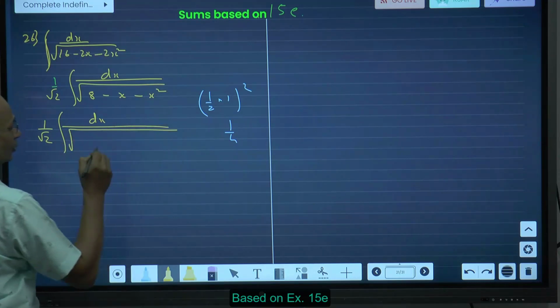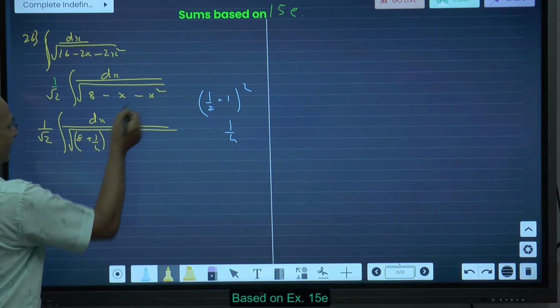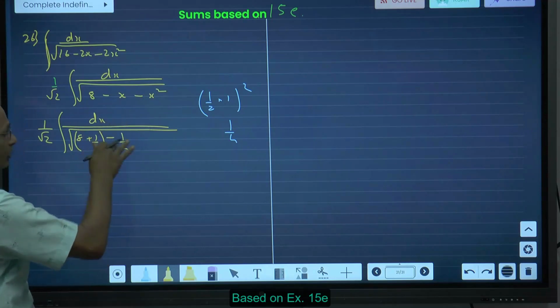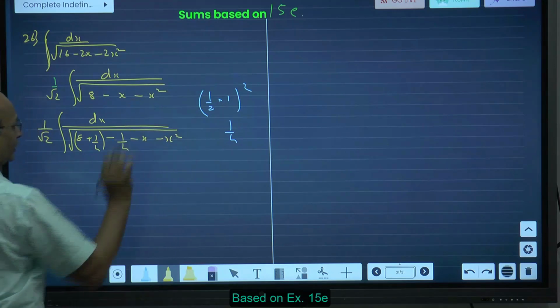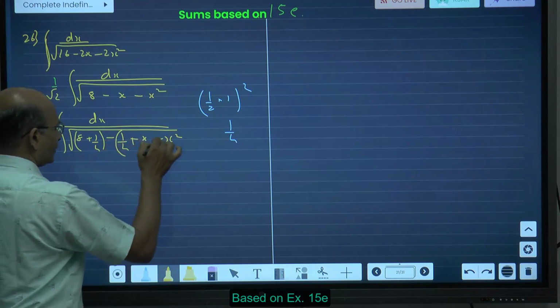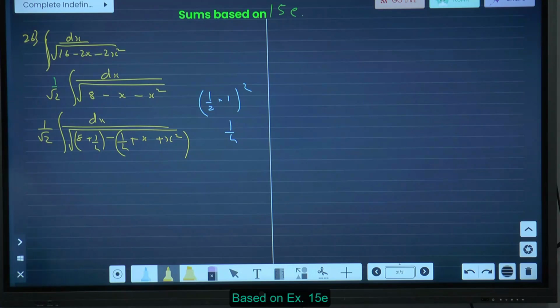Now I am putting the root 8 plus 1 by 4, and as there is a minus sign, put minus 1 by 4 quickly, plus and minus both at the same time, minus x square. I copied down like this. Now if I take this minus common, this will become plus, this will become plus. This is a very important step, okay, keep that in mind. So now let us simplify with basic mathematics.